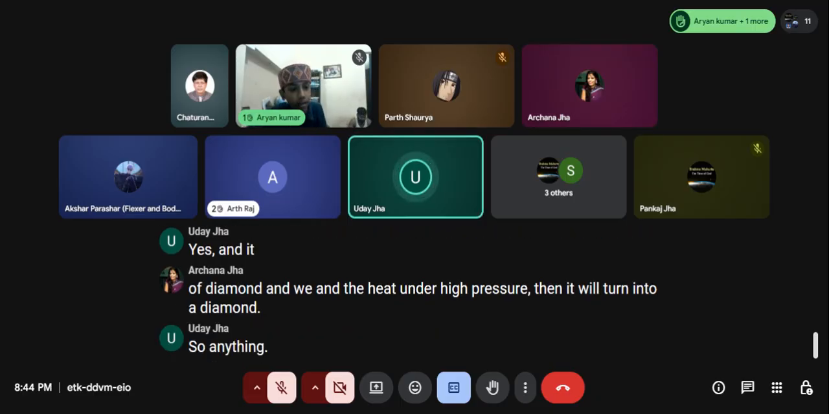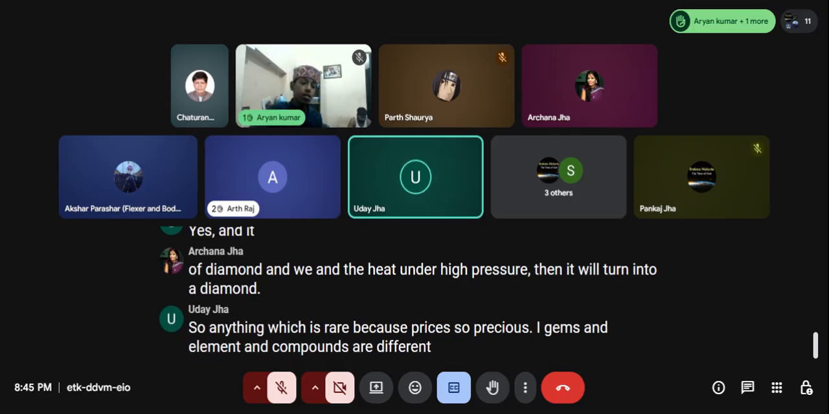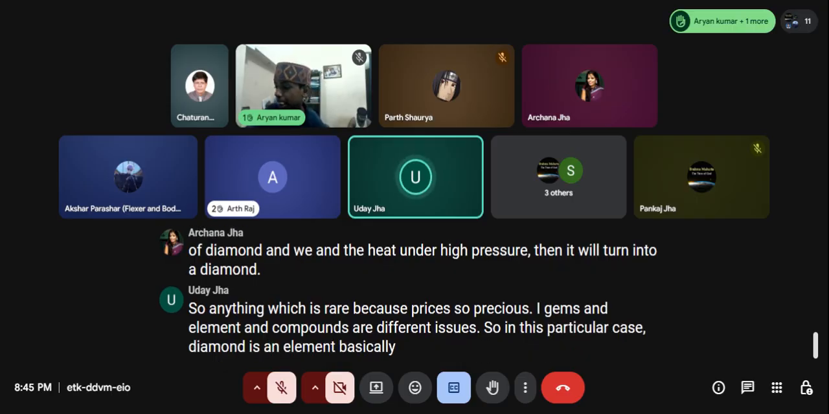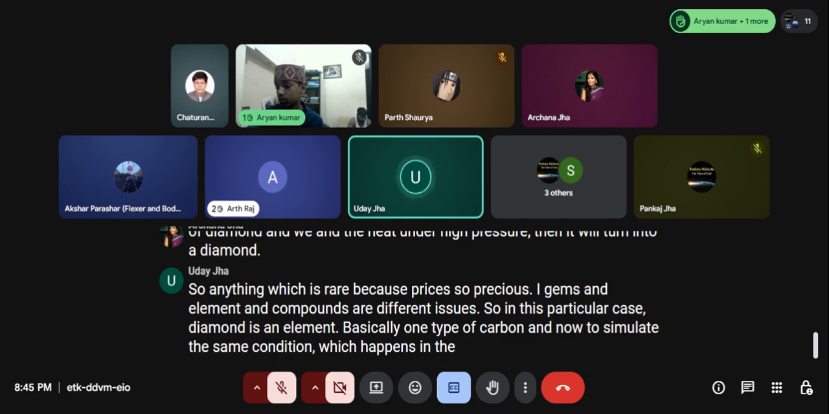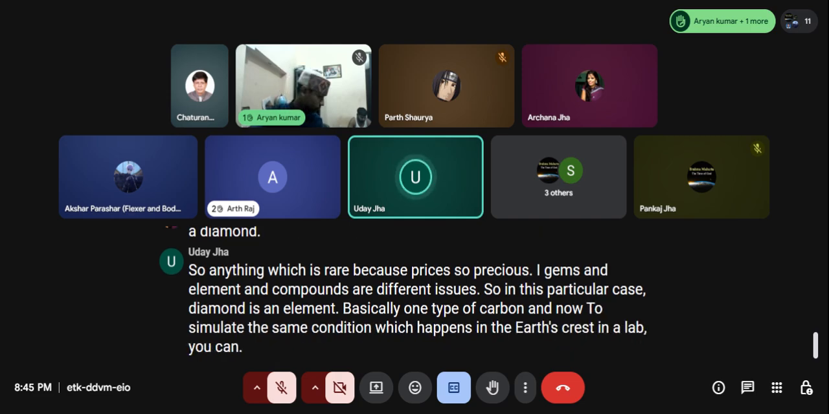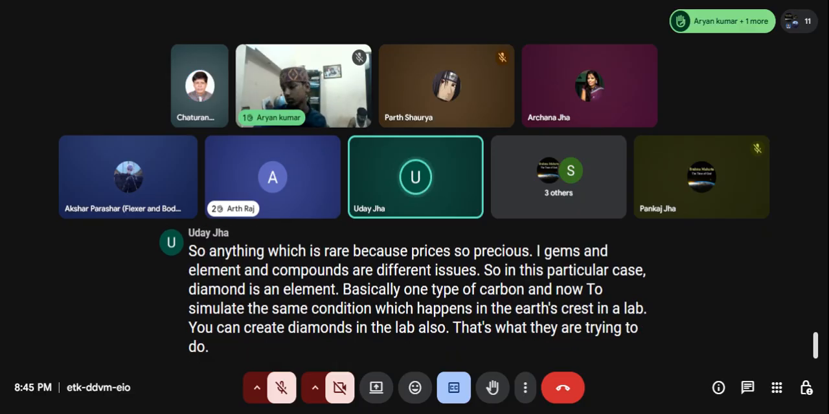So anything which is rare becomes precious. Gems, elements and compounds are different issues. In this particular case, diamond is an element basically, one type of carbon. And now to simulate the same condition which happens in the Earth's crust in a lab, you can create diamonds in the lab also. That's what they are trying to do, and they've been doing it for quite some time.